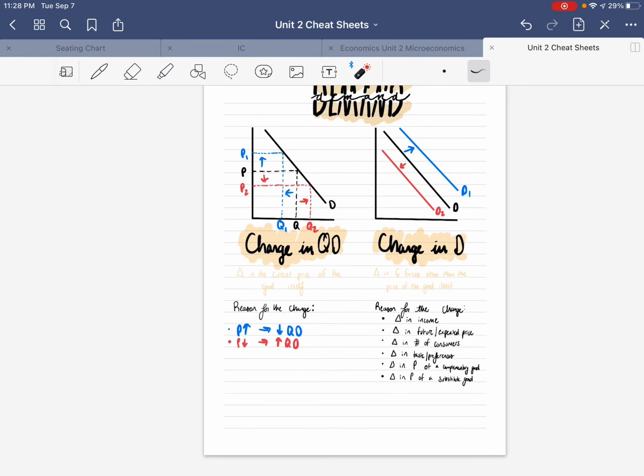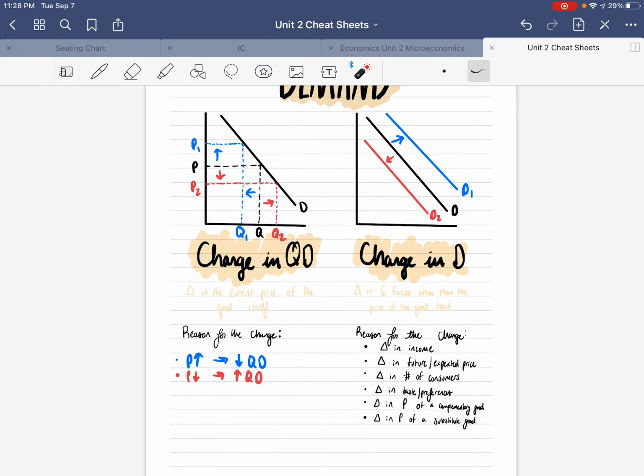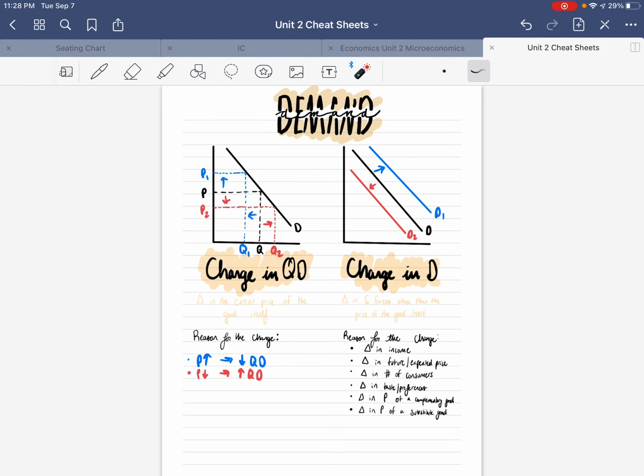Okay, so here's our little cheat sheet. Make sure that you have all of this copied down. Make sure it says demand cheat sheet, your name up at the top. You're going to keep this in your notes, and I'll check for it tomorrow for some points. Okay, thank you.